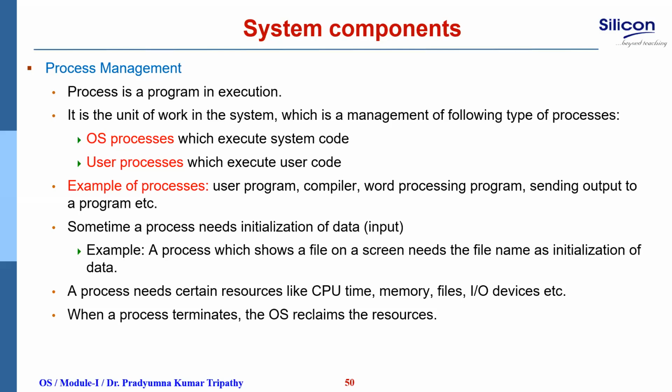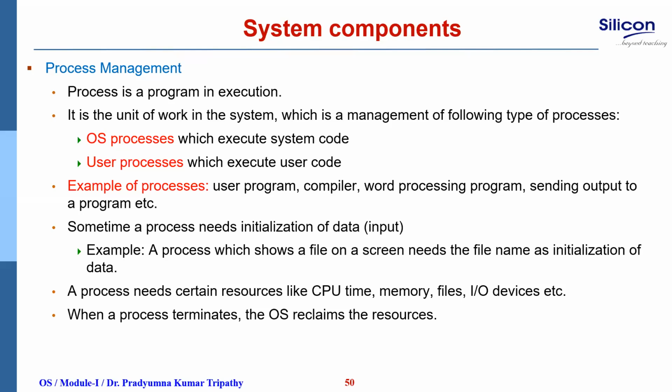When it is on the disk, we say it is a program by itself. A process is a unit of work in the system. There are two types of processes: operating system processes and user processes. If I start MS Word, it is a user process. If I write a C program and execute it, it is a user process. If I invoke an application like Winamp, it is a user process.